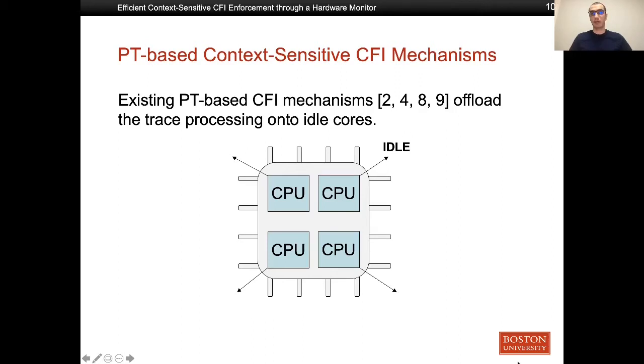Let's assume that we have 4 CPUs on our processor. These works use one CPU to run the process that they are trying to protect, another CPU to perform trace processing or packet decoding, and another CPU to perform ICT validation, or to ensure that the current control flow targets, the targets of an ICT, comply with the statically generated CFG.